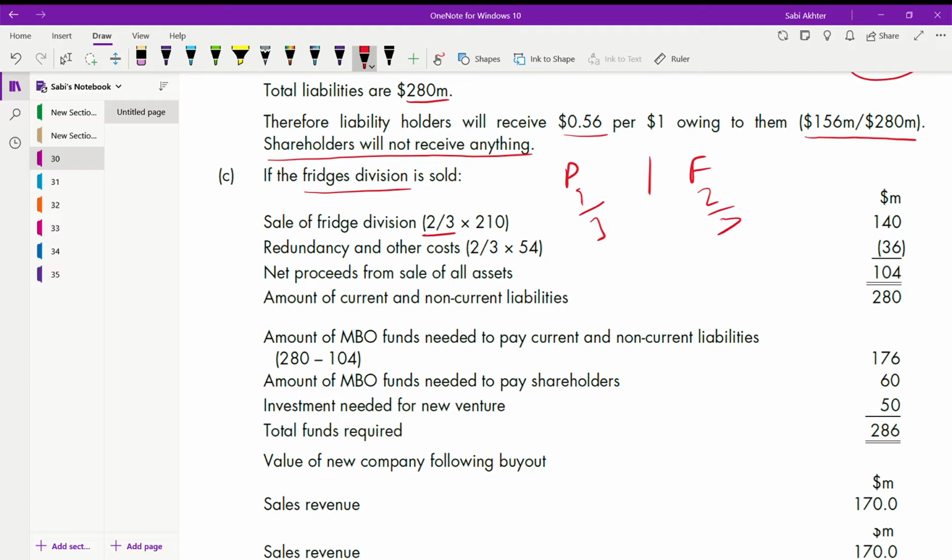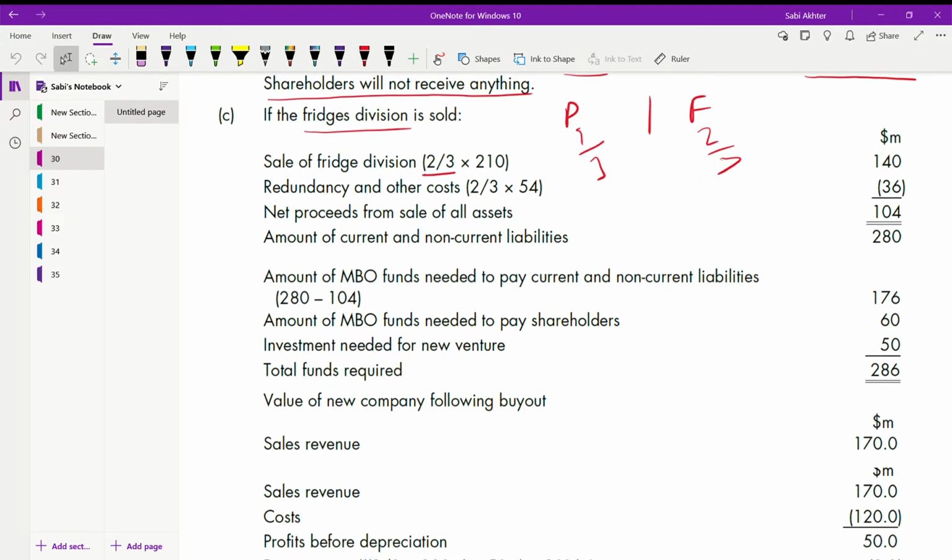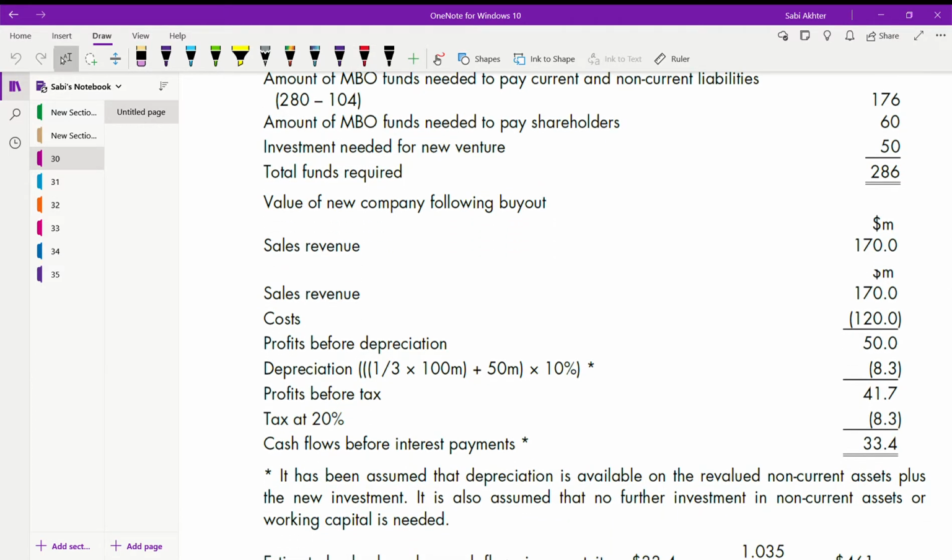So it is not the whole amount, it is only that division's part you are taking. If you are taking sales, because in the balance sheet, when you see that balance sheet, it is for both combined, both parts are combined there, parts and fridge. You have to separate out the two parts by using their proportion, right? So you have found out the total funds required. Next, you have been told to value.